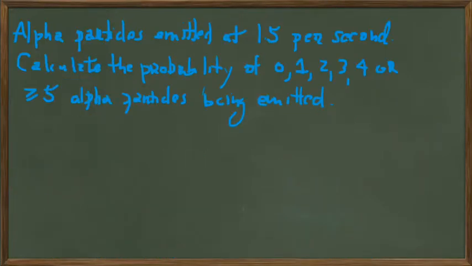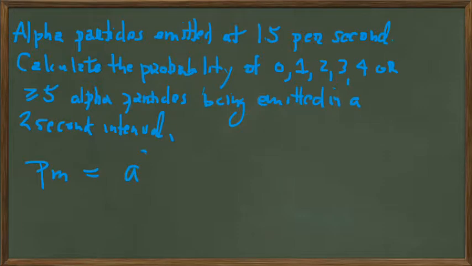So let's suppose we have this probability question. Alpha particles are being emitted at a rate of 1.5 per second. Calculate the probability of 0, 1, 2, 3, 4, or greater than or equal to 5 alpha particles being emitted in a 2-second interval. So the formula we use for this is called a Poisson distribution formula.